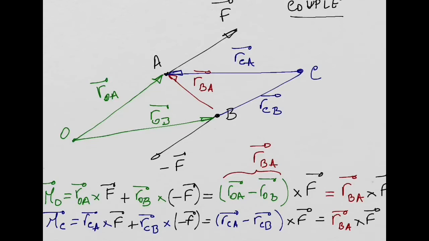All right. So let's go back to this couple. The moment produced by a couple. So the conclusion is the moment produced by a couple is equal to the position vector connecting the two application points of the forces, cross product with the force. And we call this a free vector because this moment produced by a couple does not depend on point O, or point C, or D, E, F. It doesn't matter. The moment is equal everywhere.